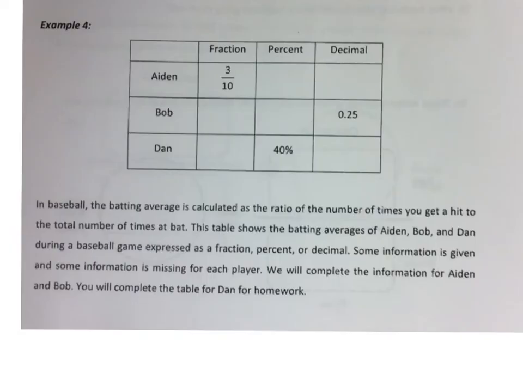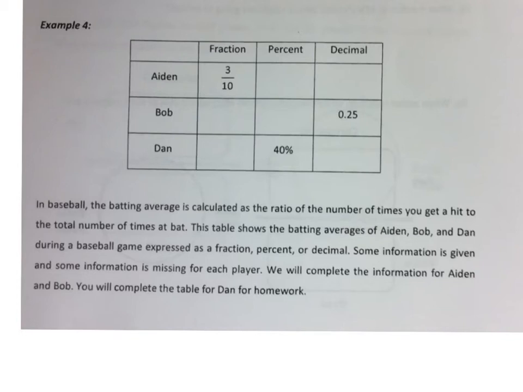In this question, it says in baseball, the batting average is calculated as the ratio of the number of times you get a hit to the total number of times at bat. This table shows the batting average of Aiden, Bob, and Dan during a baseball game, expressed as a fraction, a percent, or a decimal. Some information is given and some information is missing for each player. We'll complete the information for Aiden and Bob, and you complete the table for Dan for homework. Actually, we're going to do all of it together.